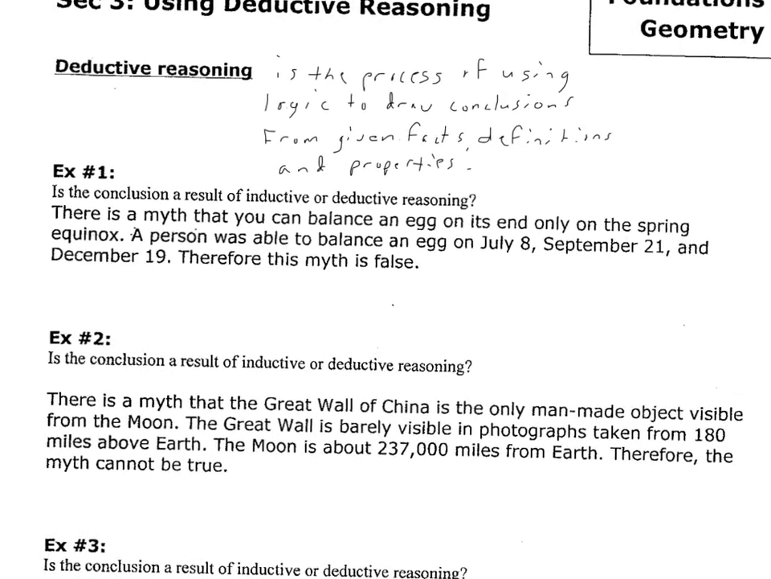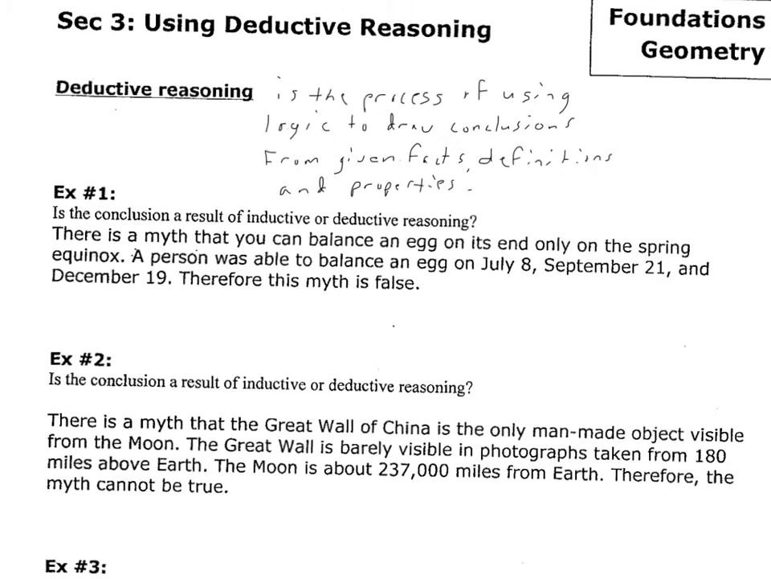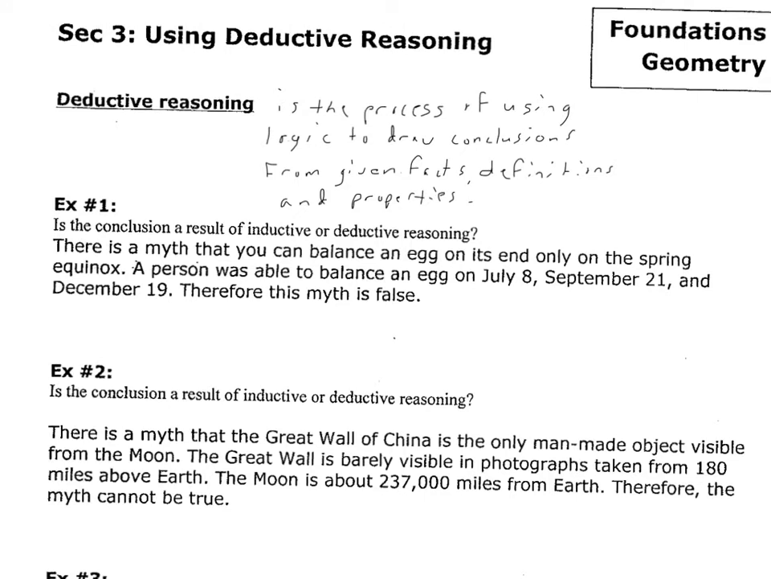It says, there is a myth that you can balance an egg on its end only on the spring equinox. A person was able to balance an egg on July 8th, September 21st, and December 19th. Therefore, this myth is false. Okay? They don't really give you any detailed facts or definitions or properties. They just give you a piece of information. Okay? So this guy is going to be inductive. Okay? This piece of information is inductive because it doesn't give you any facts or properties or anything like that.